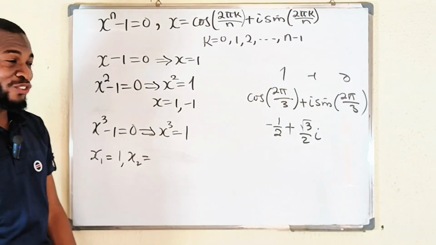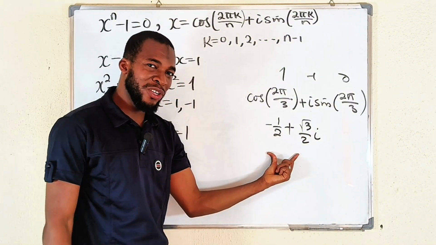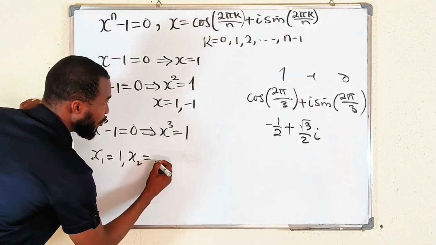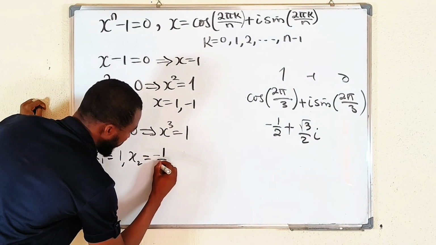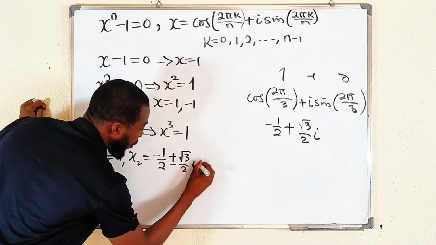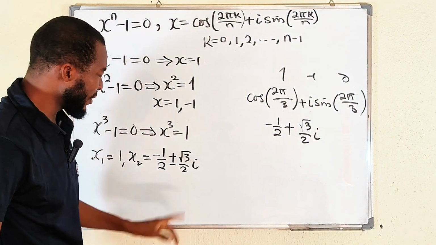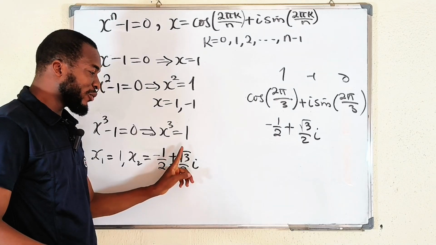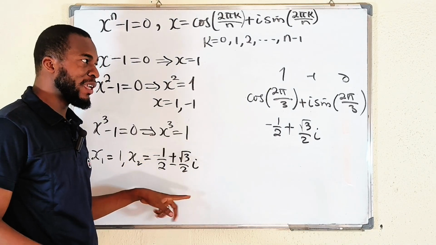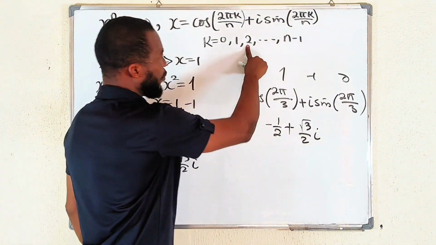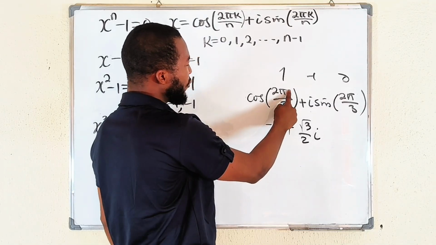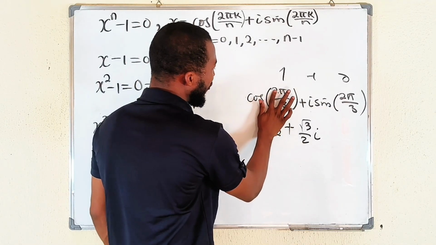This is a complex solution. And whenever you obtain a complex solution, its conjugate is also a solution. This is always true. So x2 can be minus 1 over 2 plus or minus root 3 over 2 i, because I told you its conjugate will be a solution. If you want to confirm, let's check when k is equal to 2, because that is the final one. If k is equal to 2, that 2 times this will give us 4, right?